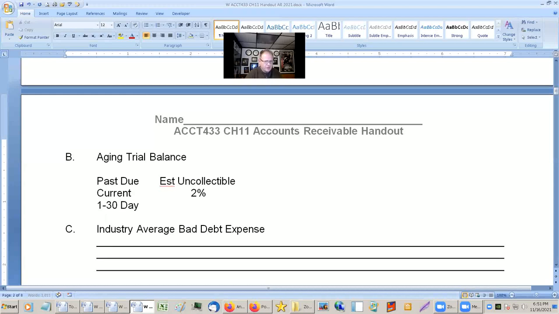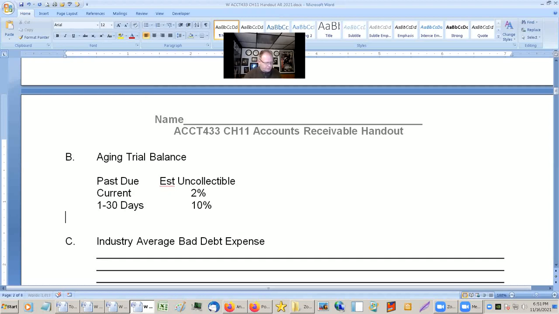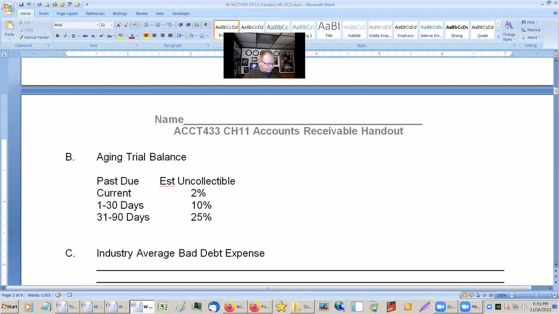1 to 30 days past due. The further out you get, the less likely it is you're going to collect it. So maybe that goes to 10%. 31 to 90 days jumps up to 25%. 40%. Okay, I just made those numbers up, obviously. But this is an aging of accounts receivable. And the way it works is this: if you had, say, 100,000.